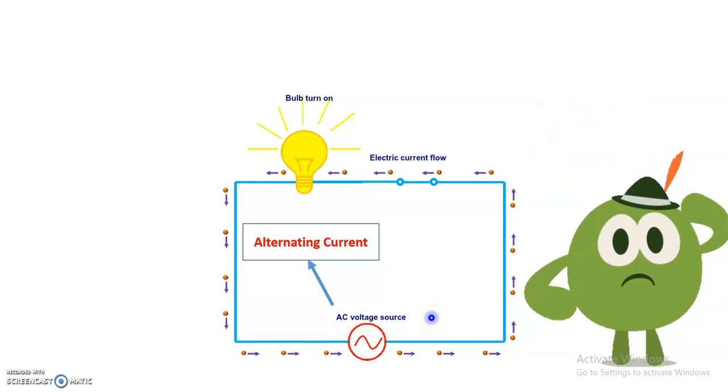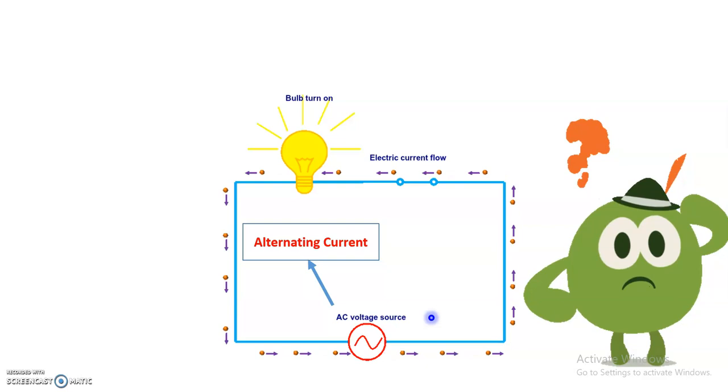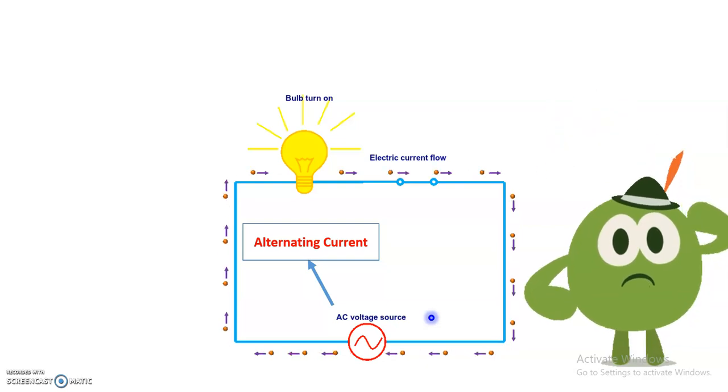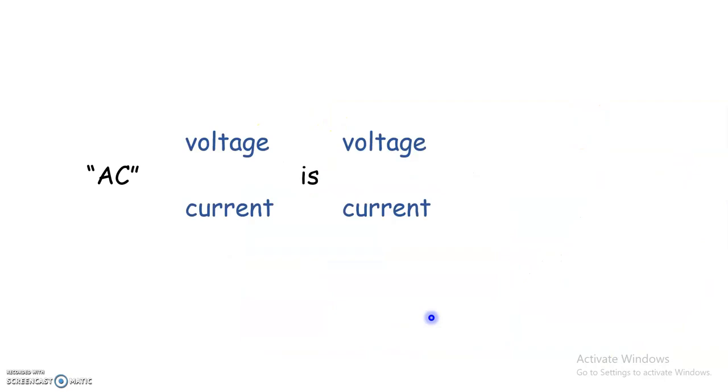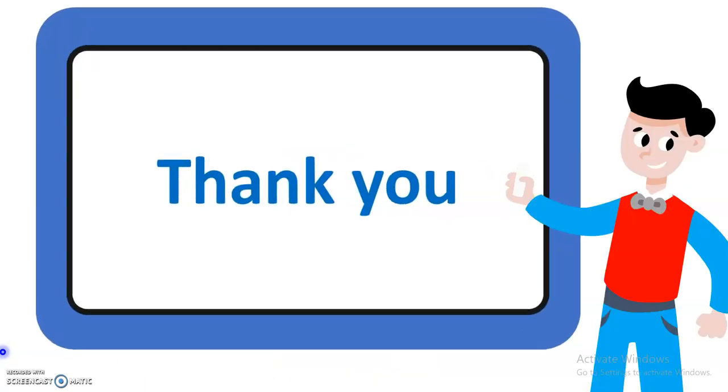It turns out that AC and DC are abbreviations for both current and voltage. In other words, AC voltage is the voltage that changes, AC current is the current that changes. DC voltage is the voltage that is steady. DC current is the current that is steady.